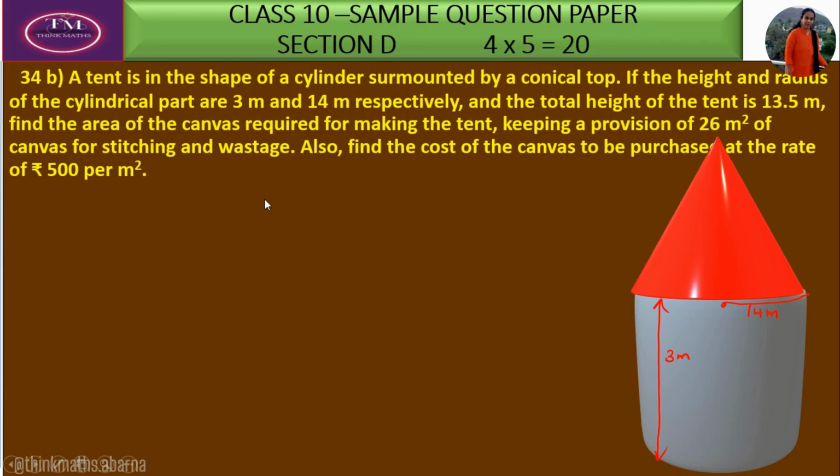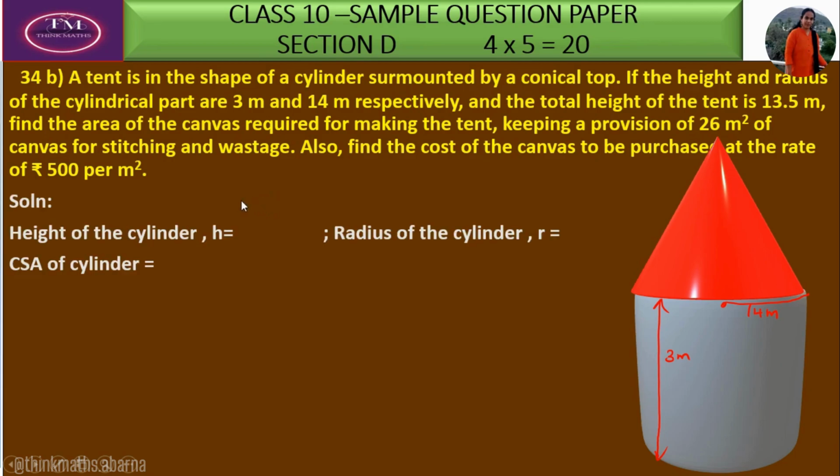So first let us start this by one. Height of the cylinder is given as 3 meter, and radius of the cylinder equal to 14 meter. What we have to find? We have to find out the area of the canvas required for making the tent. So first we have to find out the area of the canvas.